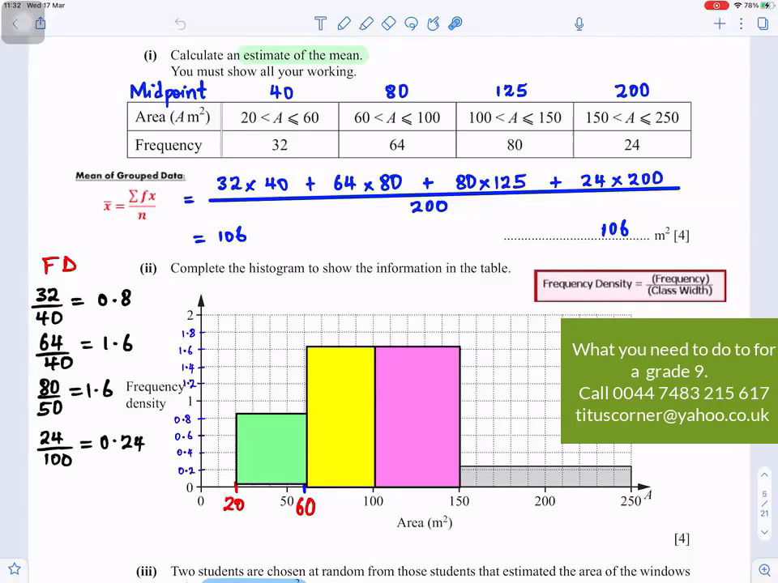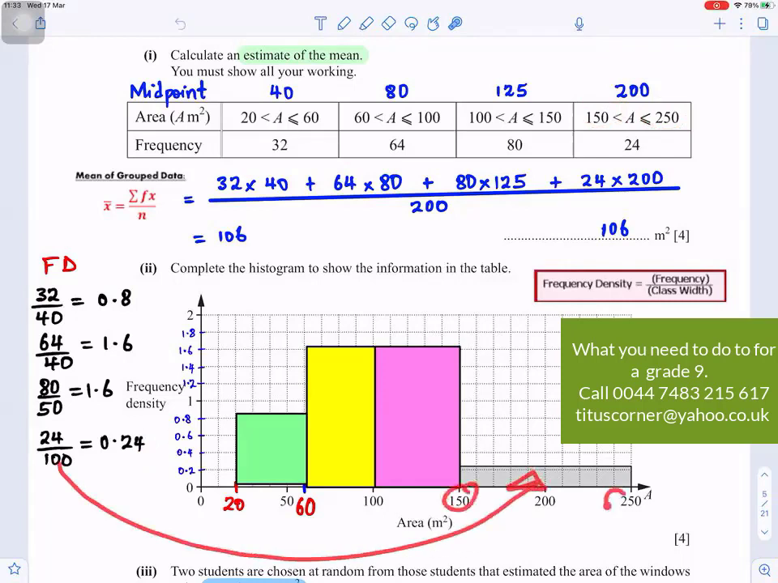For the next one, the frequency is 64. The class width is 100 minus 60, which is 40. That gives you 1.6. For the next one, frequency is 80. Class width is 150 minus 100, which is 50. 80 divided by 50 is 1.6. The last one, frequency is 24. Class width is 250 minus 150, which is 100. That gives you 0.24.